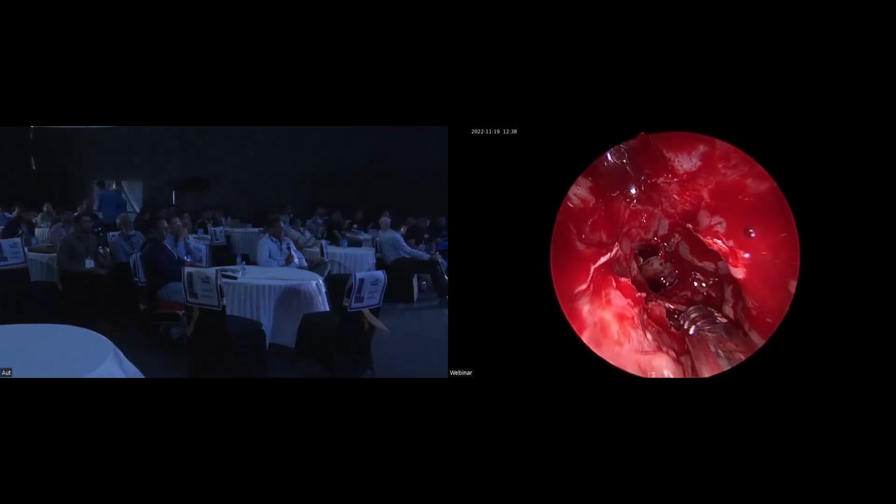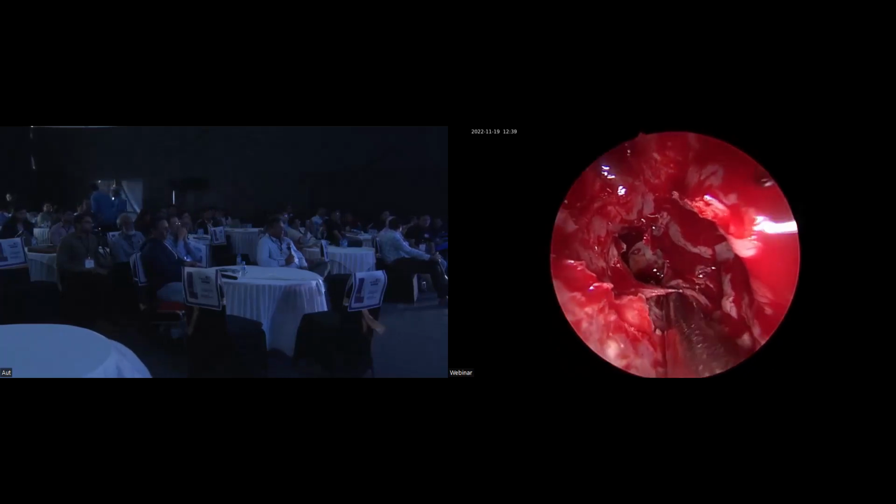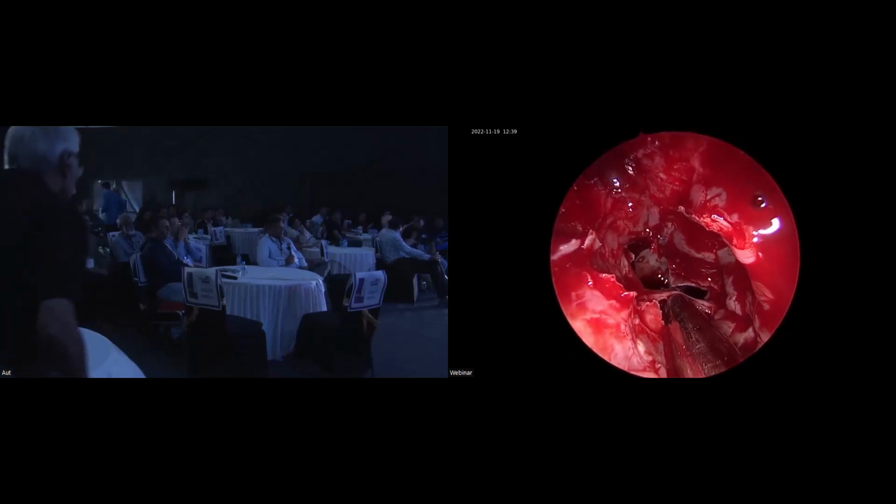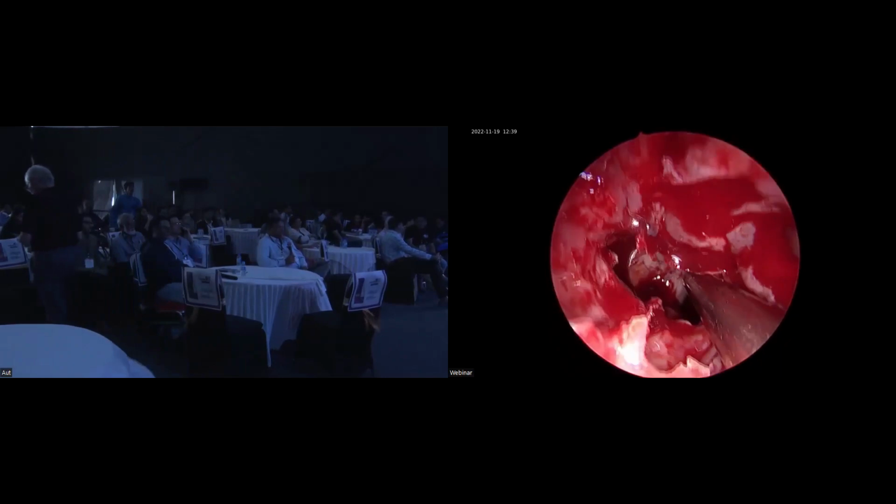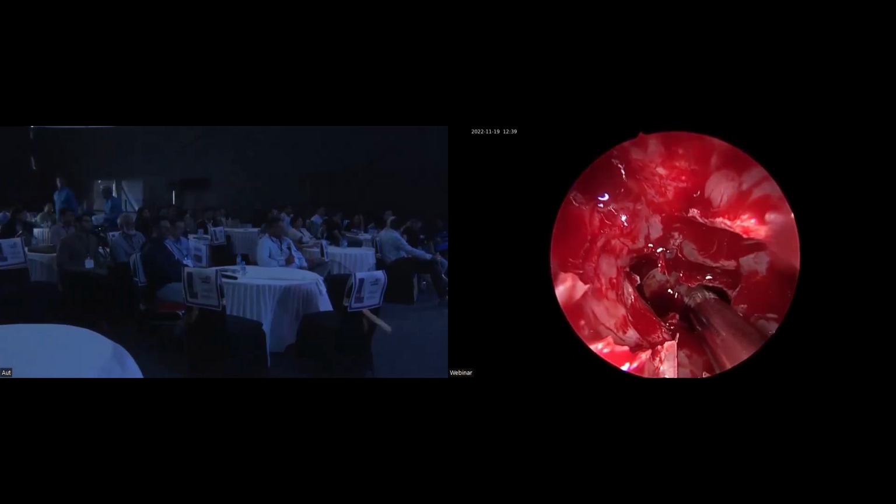So now you can see it's connected to the sphenoid.